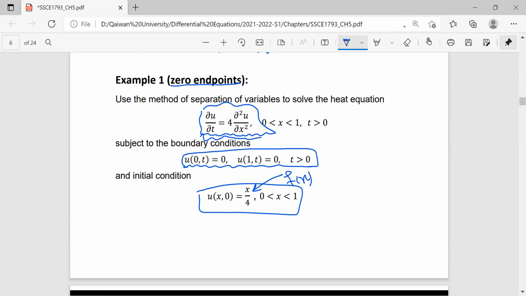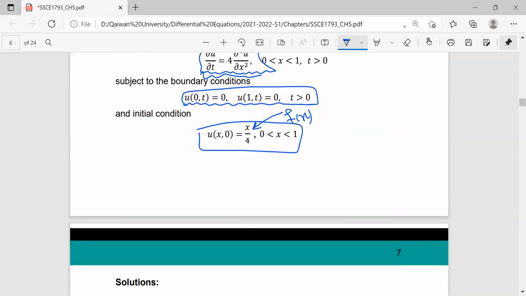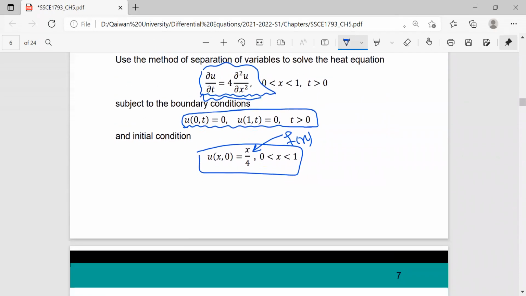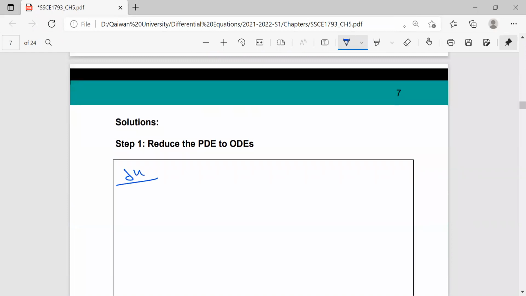How to solve? It's a partial differential equation. We must first reduce it to two ordinary differential equations. As we did before, here we have partial u by partial t equals 4 partial squared u by partial x squared. This is the heat equation. We first need to reduce this partial differential equation to two ordinary differential equations.